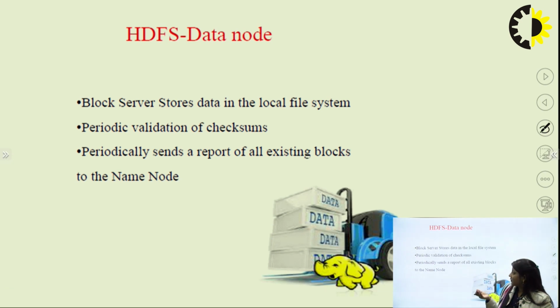So what kind of task is going to be performed on the data node? The data node will send the report of all the existing blocks to the name node. It gives the report to the name node, and does periodic validation of the checksums. As a block server that stores the data in the local file system, it stores the data onto the RAM, and after that the RAM is going to store that data onto the hard disk drive.